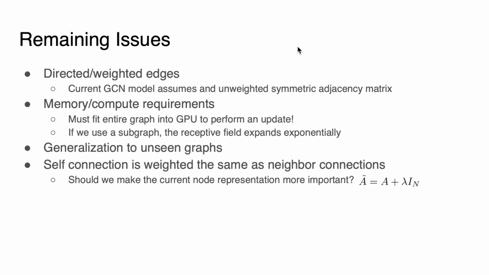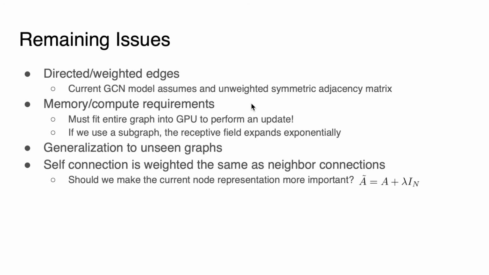Despite the impressive performance of the GCN, there are still several issues that have to be solved. Primarily, we need some way to deal with directed and weighted edges. The current GCN model assumes an unweighted symmetric adjacency matrix, which means that we can't have graphs that are directed and we can't have edges that are weighted differently from each other. In addition to this, the GCN has somewhat unreasonable memory and compute requirements. Because we train it with batch SGD, we need to fit the entire graph into the GPU to perform an update, which is often not possible for large-scale graphs.